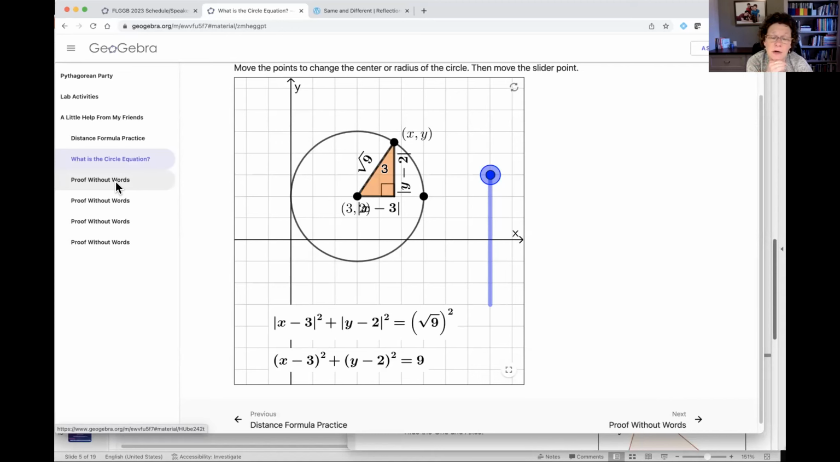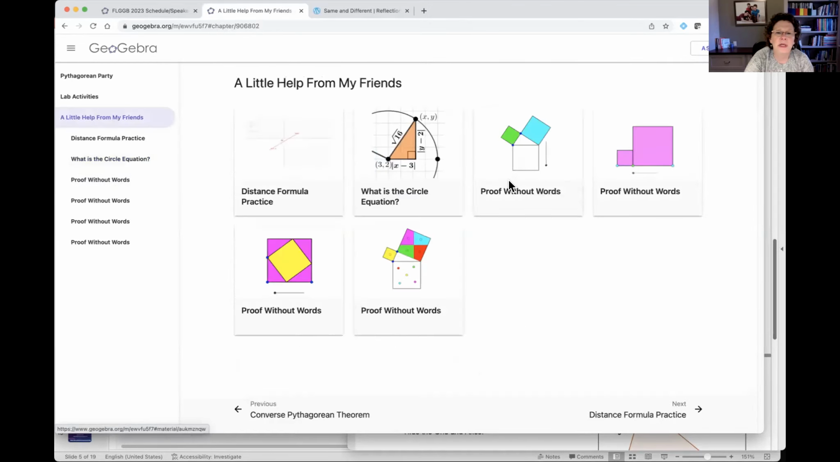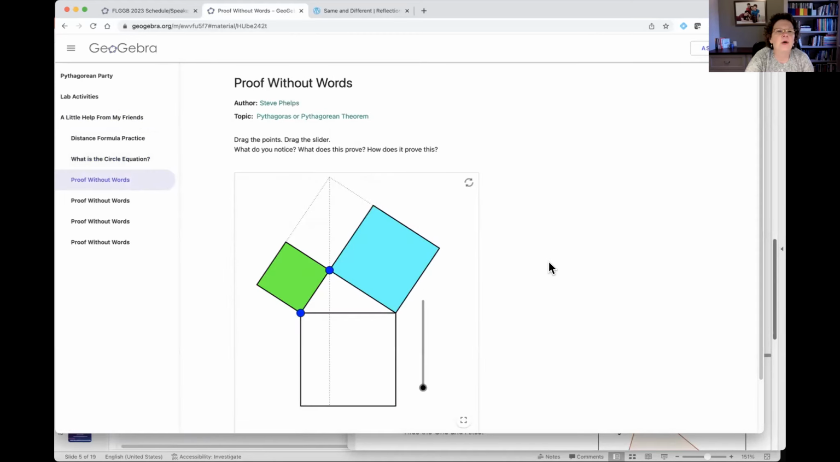Finally, many teachers who are doing the Pythagorean theorem, sometimes you do some of the famous proofs of the Pythagorean theorem, sometimes you don't. But Steve Phelps has a fabulous collection of proofs without words, and I have selected some. Let's take a very quick look.